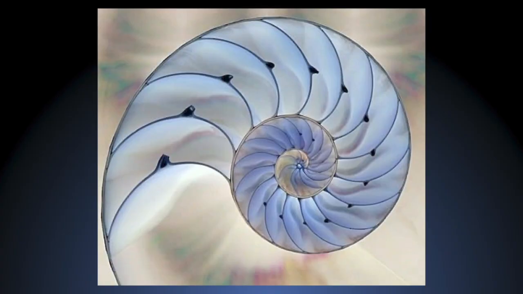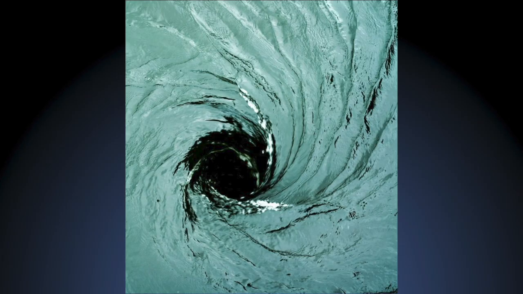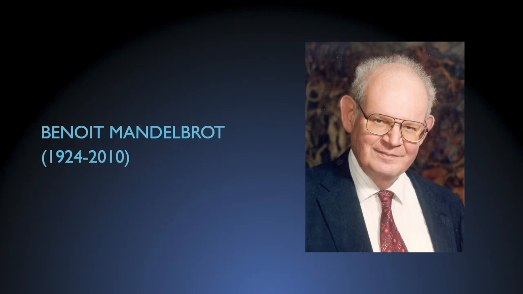So what's remarkable about the Fibonacci sequence is how it directly relates to naturally occurring forms and patterns, whether it's a nautilus shell, a fiddlehead fern, water swirling down the drain, or indeed a spiral arm galaxy. And a few other mathematicians took a shot at recursion over the years, Leibniz, Gaston, Julia. But in the end, it took a modern-day genius to really unlock its full potential. And I am, of course, here talking about Benoit Mandelbrot.